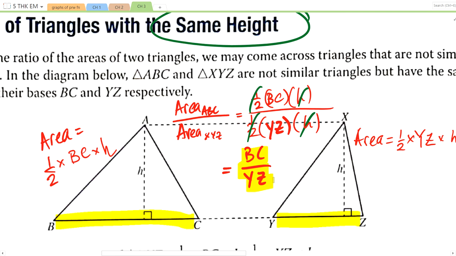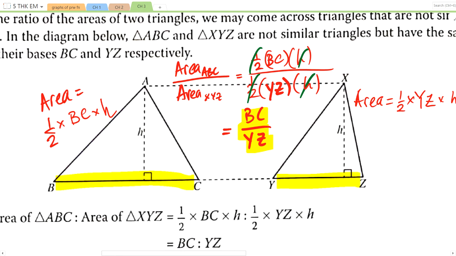Now, what is the conclusion from here? What do you think we are trying to get you to learn? With the base, we can find the area, provided that the height is the same. As long as the height of the two triangles are the same, and when you have the base, you can find the ratio of the area. Any questions?